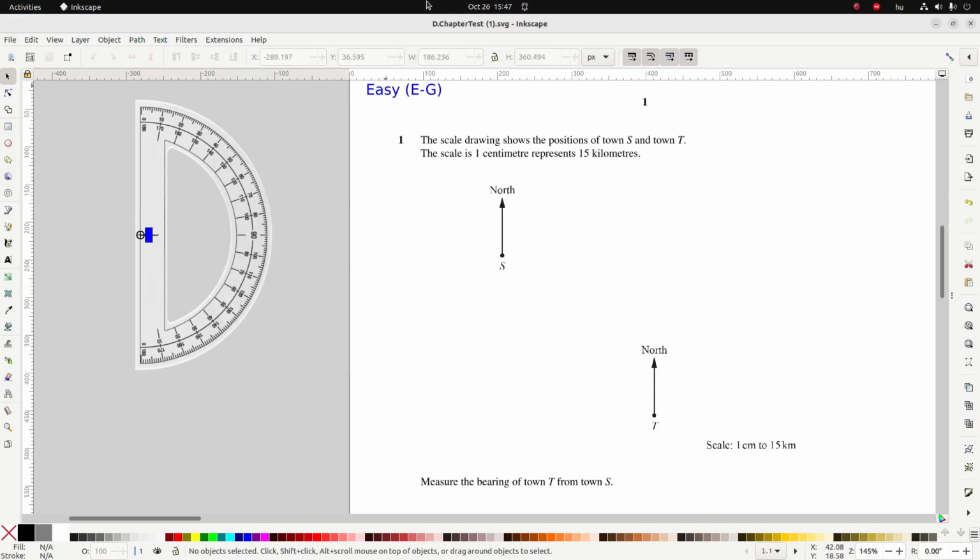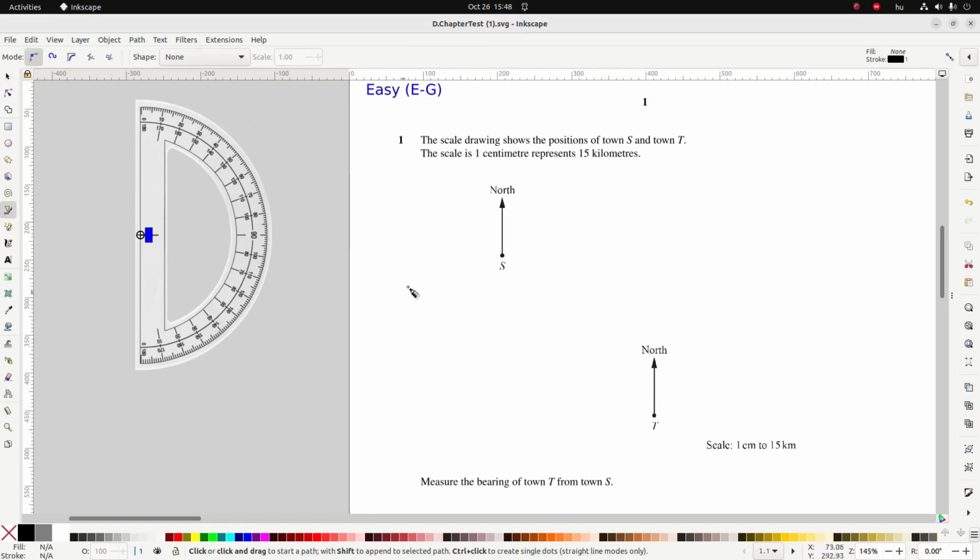The first question is, as usual, we're going to start with the easy ones and we're going to work up to harder ones. The scale drawing shows the positions of the town S and T. The scale is 1 centimeter represents 15 kilometers. Measure the bearing of town T from town S. We really don't need the scale in this case, but I guess they always give it. To get the bearing of town T from town S, we want to calculate this angle. If I'm standing in town S and I want to know the bearing of town T, I want to know how many degrees it is from the north.